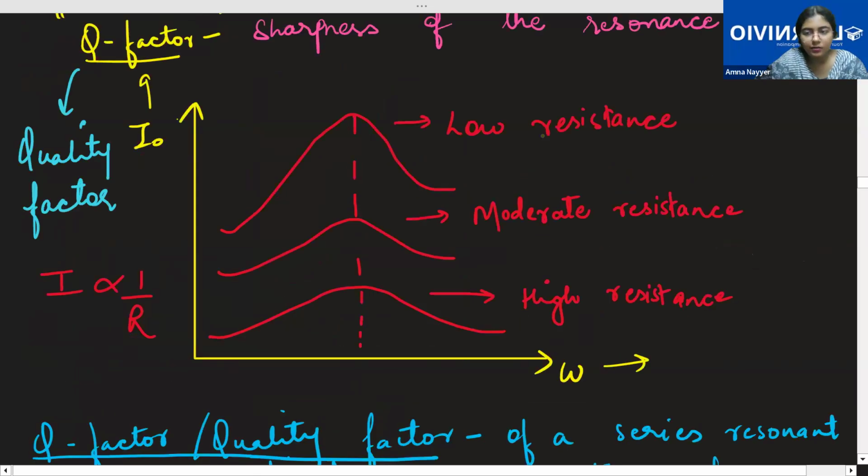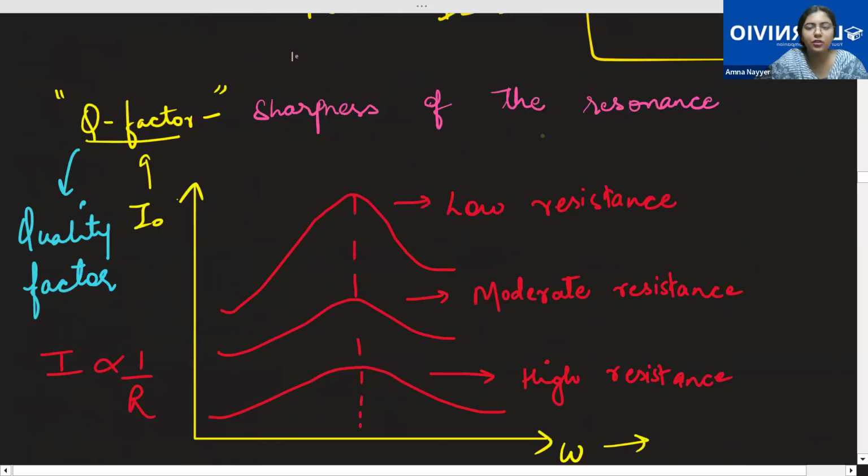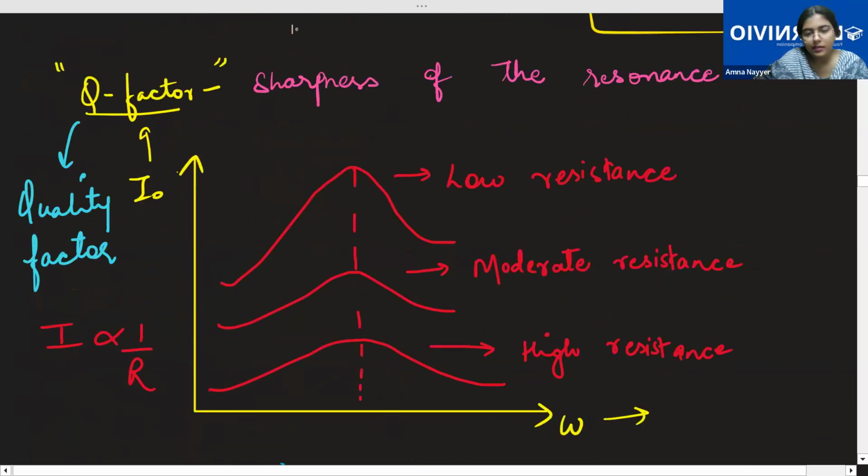Yes, ma'am. Write it down, class. Then this question you have written. Then we'll do a derivation of this Q factor. Please write it.